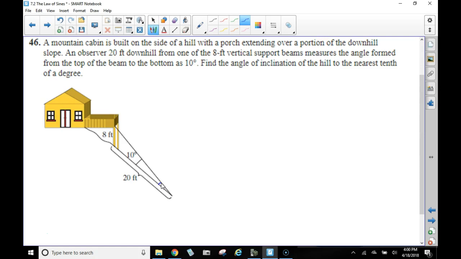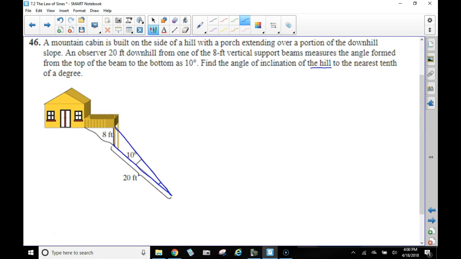Now we're going to be looking at this triangle in here. The little bitty angle down there is 10 degrees. The side opposite it is 8. What they want us to find out is the angle of inclination of the hill to the nearest 10th of a degree. So how steep is the hill?